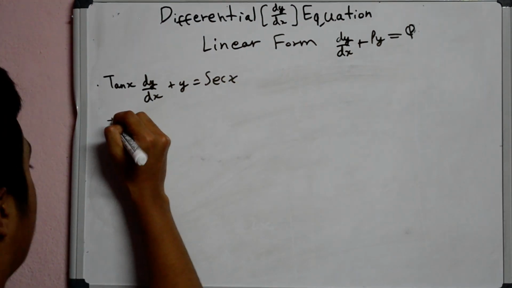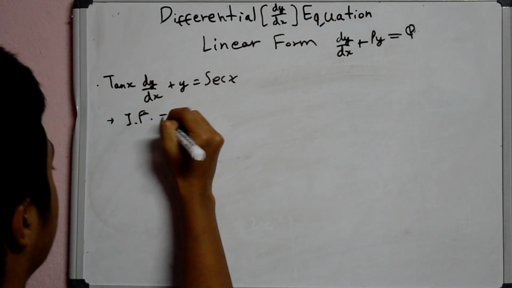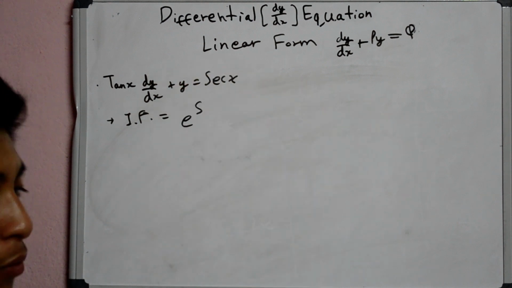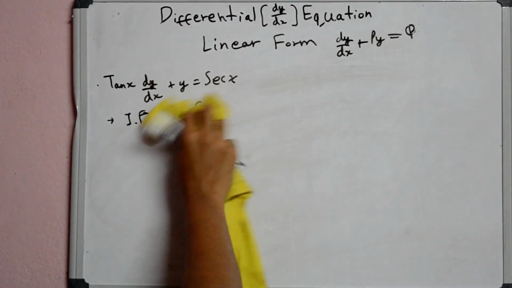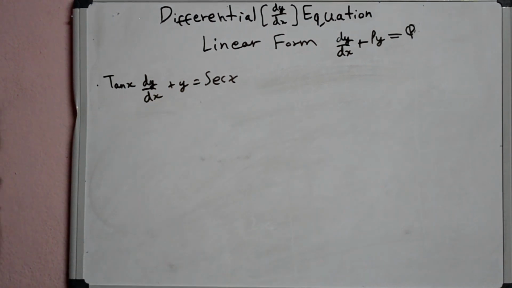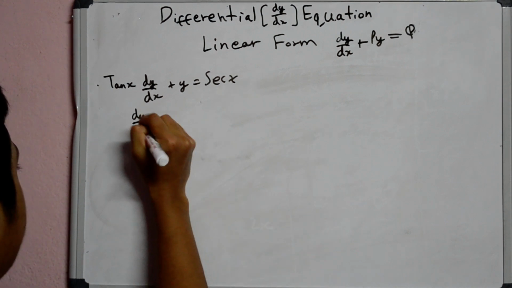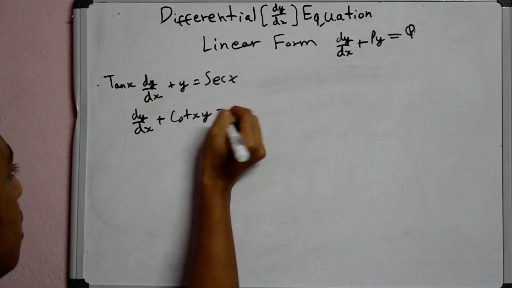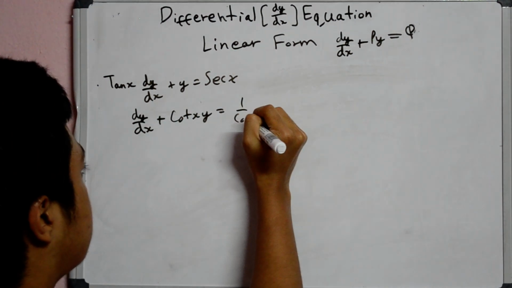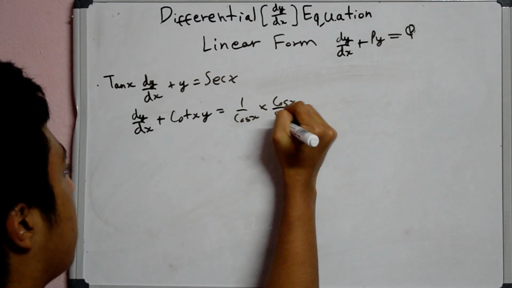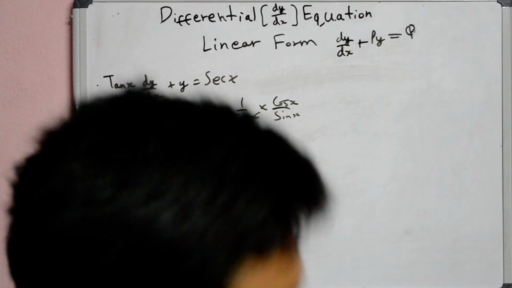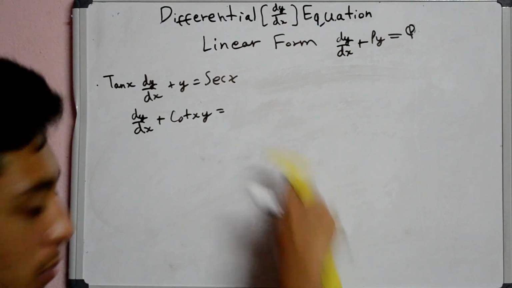Now we know what to do. Let's find the integrating factor, which is e to the power, well here p, wait, one thing, we have to just make it dy by dx. So we have to divide everything by 10x. So we'll have dy by dx plus, well, 1 by 10x is just cot x y equals sec x, which is 1 by cos x into cos x by sin x, because cot x, this cancels, 1 by sin x, which just gives us cosec x.